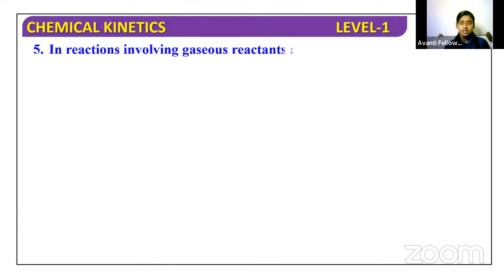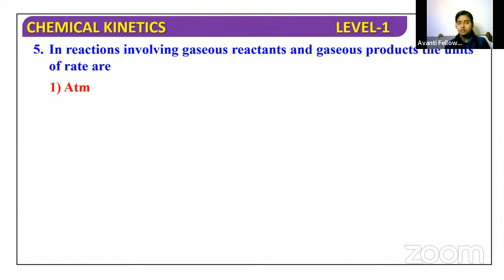Question number 5. In reactions involving gaseous reactants and gaseous products, the units of rate are... This is one of the very easiest questions, no? In gaseous reactants and products, we have to find out the unit of rate. The options are: atm, atm second, atm per second, atm square, second square. Atmospheric pressure is nothing but atm. So what is the unit in terms of gaseous reactants and products?